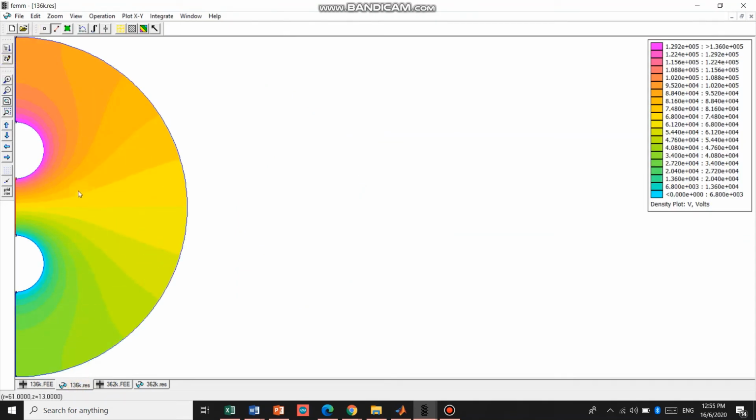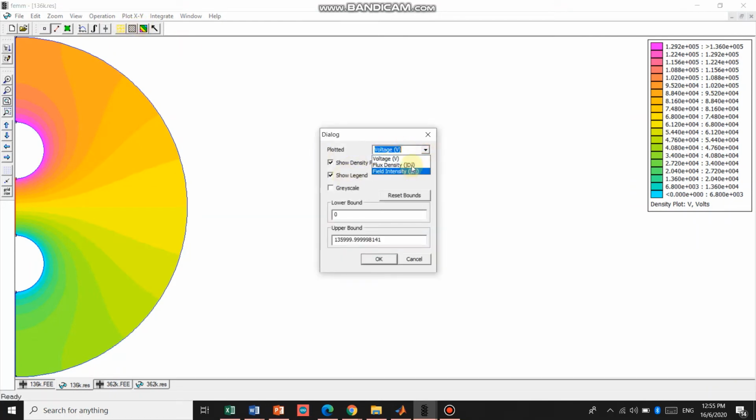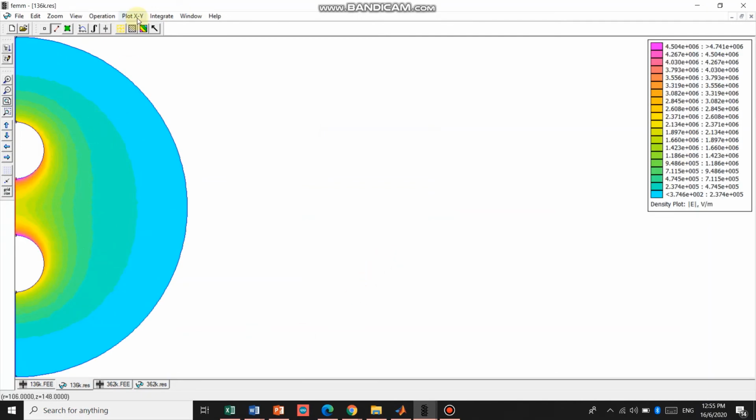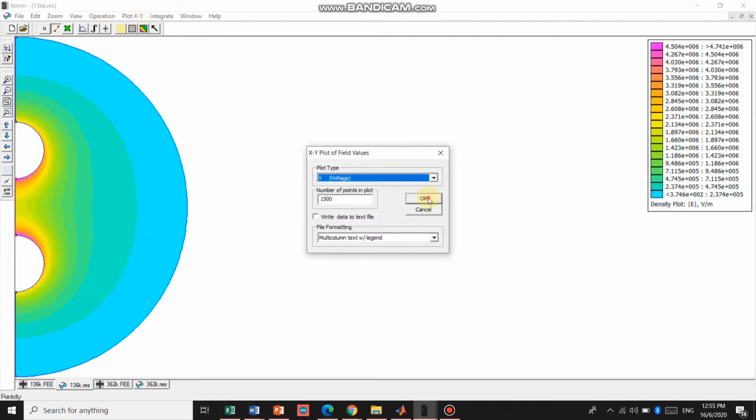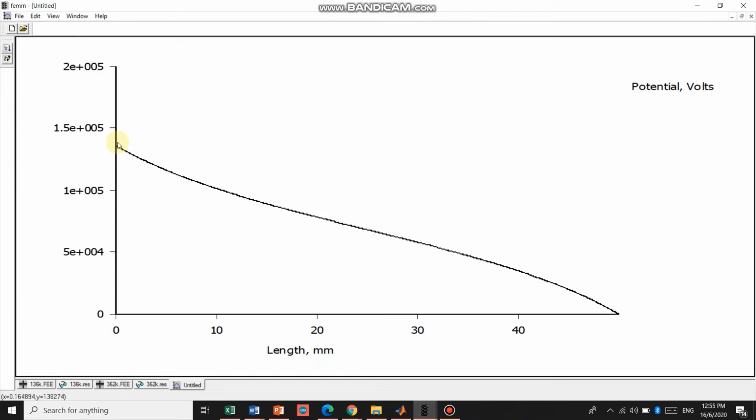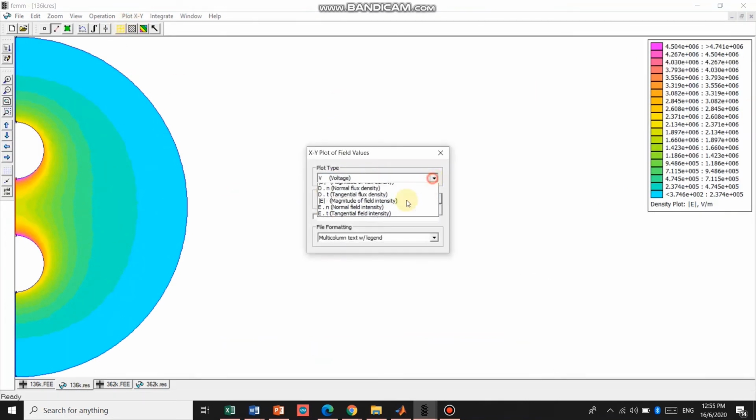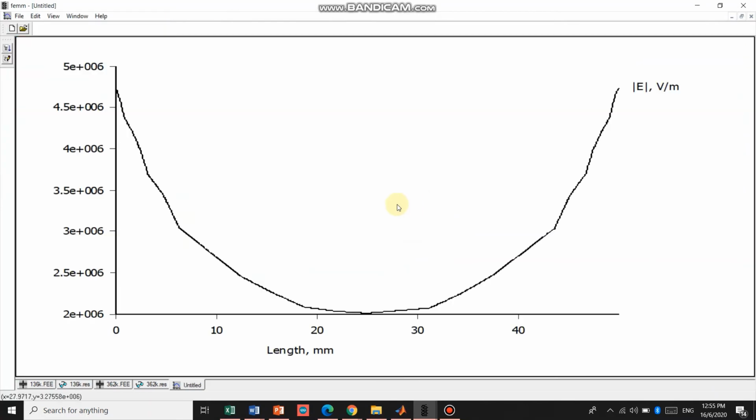We can see the gradient of voltage and the gradient of field intensity. Now we will plot voltage versus gap distance. We can verify that the maximum voltage is around 136 kilovolt. Then we plot the magnitude of field intensity. Here the maximum field intensity is around 4.75 megavolt per meter.